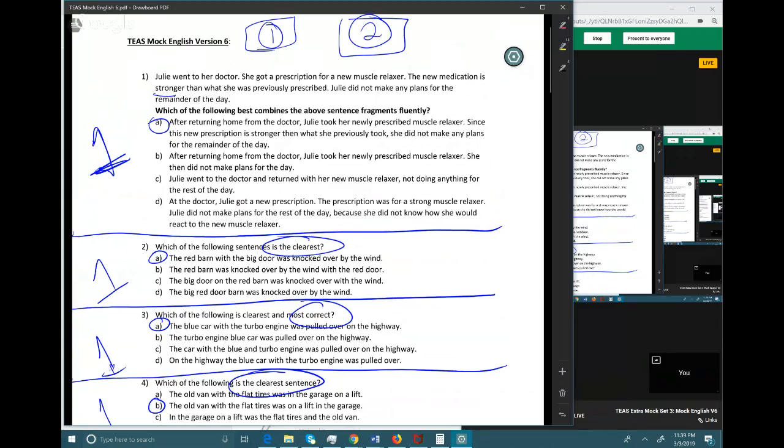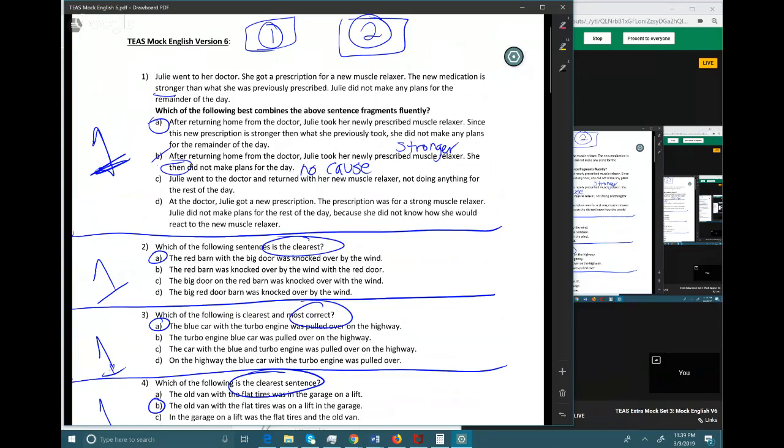But then it says, she then did not make plans. The word then does not give cause. To say then is to say what happened next. So the problem with B is it doesn't tie together the stronger medicine, which it also doesn't say it's stronger. It just says it's a muscle relaxer. So that's also an important piece of context missing. And then it says she didn't make plans, and it acts like those don't go together. That it's a coincidence and they're just telling you one more thing about her day. So that's why I took B out.